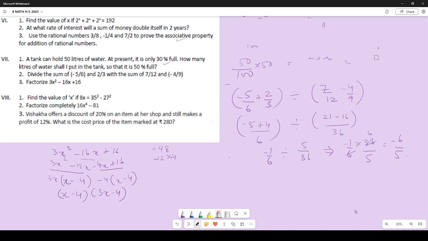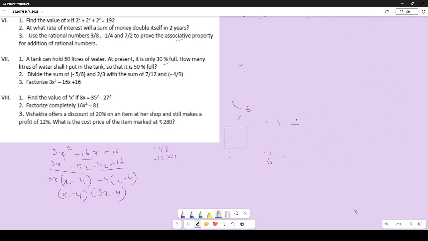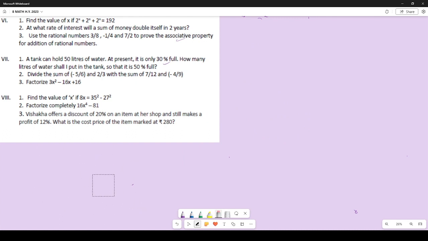Now let us move on to the last question, and remember, you have to do only 4. You have to attempt any 4 of these 5 questions. Okay. Now let us move on to the last question. Okay, my cursor keeps sticking up.